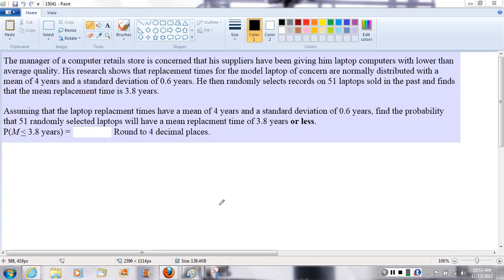Here's the problem we're looking at. It's an example from Quality Control. So we have some computer retail store, and they're concerned that the laptops that they're selling seem to need replacing more often than they would expect.